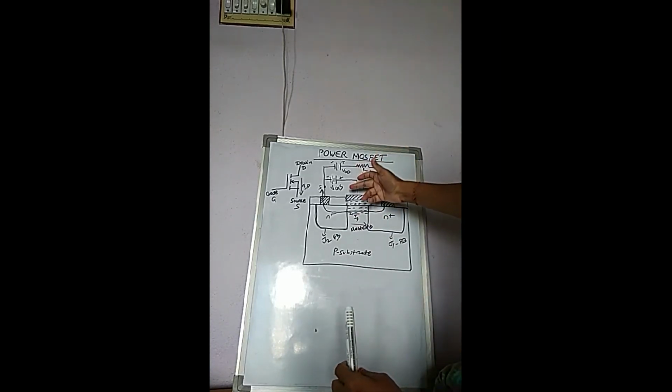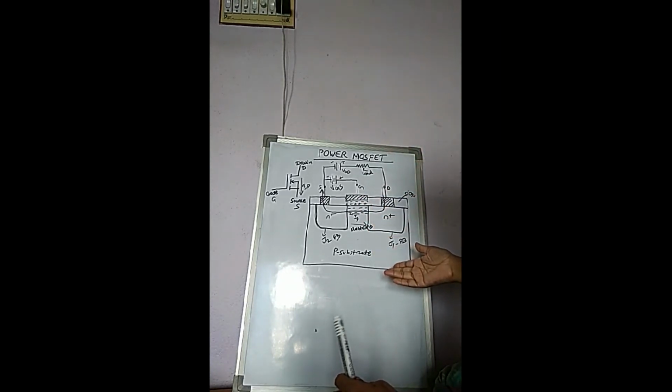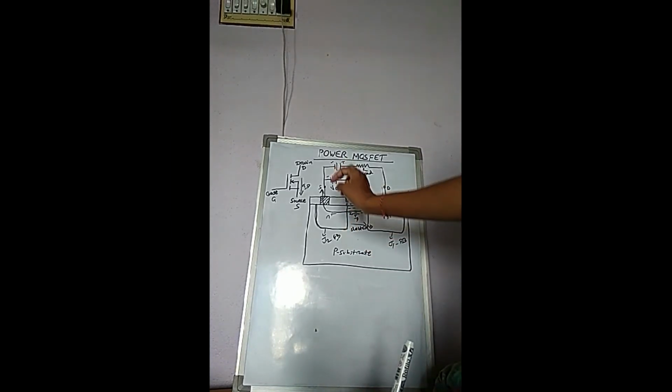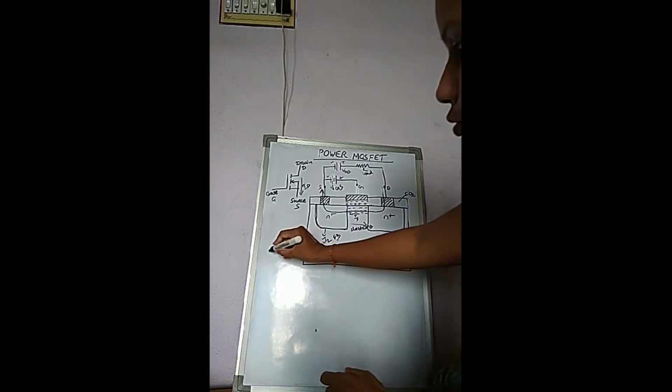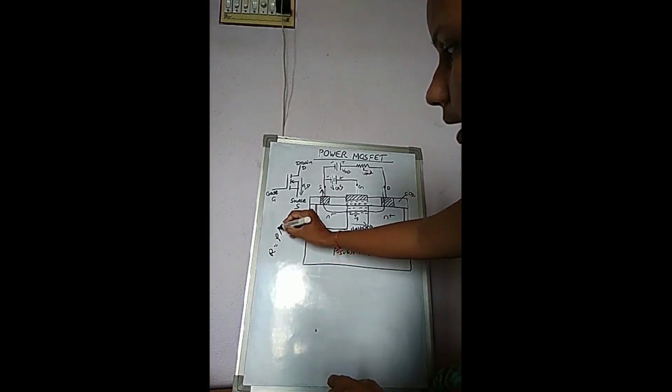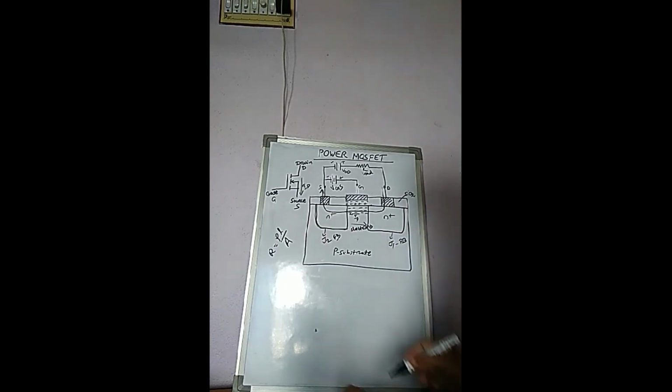If I increase this VGS, then the depth of the N channel also increases, and while conducting, this N channel MOSFET has a large on state resistance, due to this channel length. See, R is equal to rho L by A.